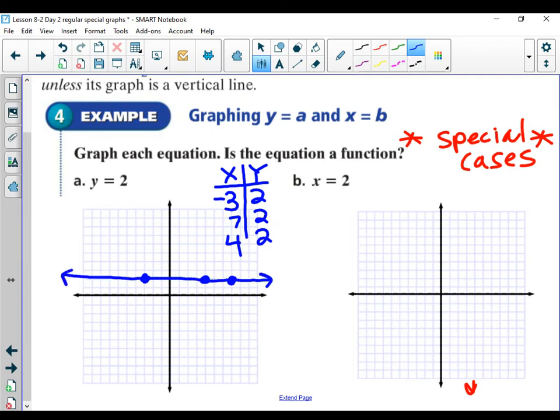Now I see 2 things that made this special. First of all, there was no spot to swap in an X. And when I graphed it, I got this straight horizontal line. No wonder it was called a special case.